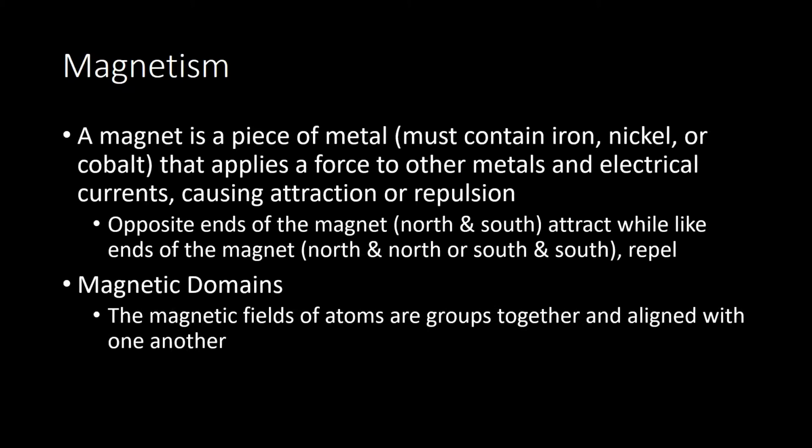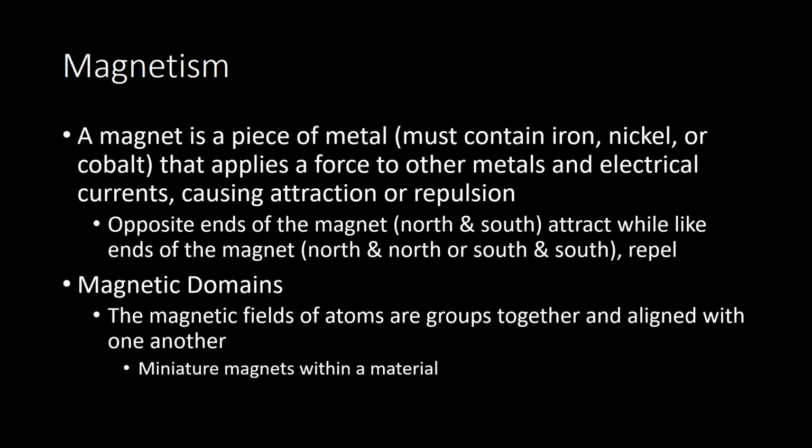A magnetic domain is a field where the atoms are grouped together and aligned with one another. You can almost think of it as a miniature magnet within the material. So basically all of the magnetism lines up. Without all of the magnetic domains lining up together, you don't have a magnetic material, because we know that not all iron, nickel, and cobalt is a magnet.